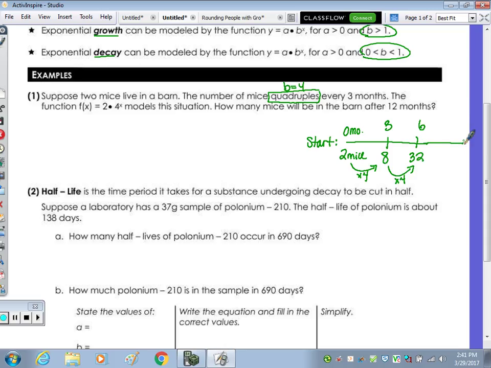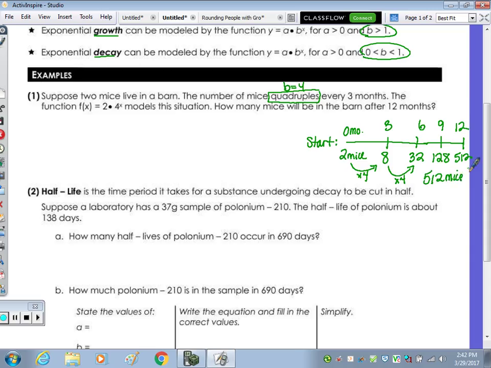So take a minute to look at how many at 9 months, and then to finish at 12 months. How many mice are we going to have at 9? Elijah? 128. And then how many at the end of 12 months, or a year? Sarah? 512.